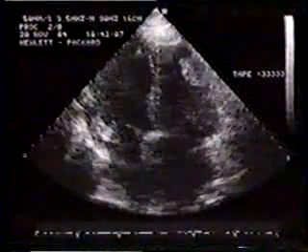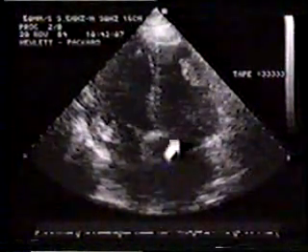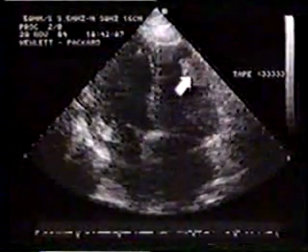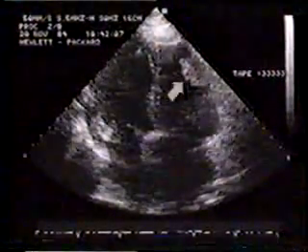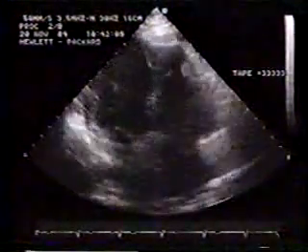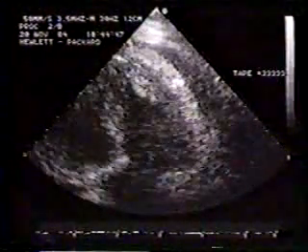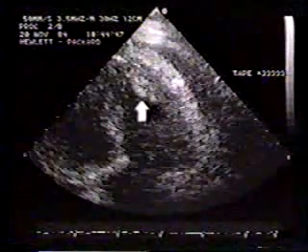Apical imaging was technically difficult, but it is still apparent that her right atrium and right ventricle are enlarged. This mass of echoes attached to the free wall of the RV is a mural thrombus. The image has been expanded to concentrate attention on the thrombus.